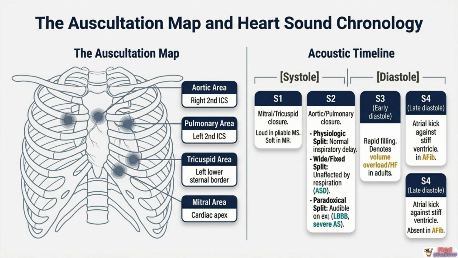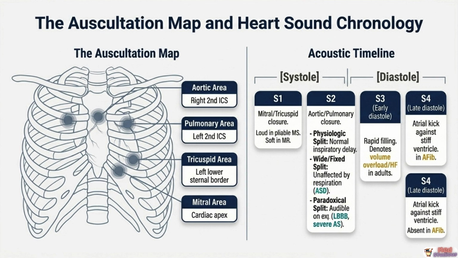S1 marks mitral and tricuspid valve closure, sounding loud in pliable mitral stenosis and soft in mitral regurgitation. S2 marks aortic and pulmonary valve closure, and its splitting pattern is diagnostically powerful. A physiological split shows normal inspiratory delay. A wide and fixed split, unaffected by respiration, signals an atrial septal defect. And a paradoxical split, audible specifically during expiration, signals left bundle branch block or severe aortic stenosis.